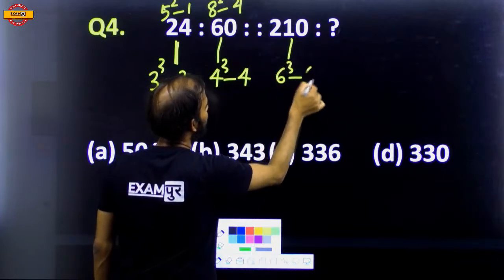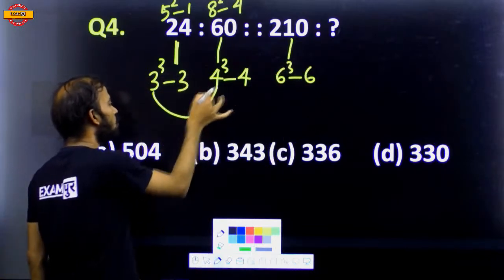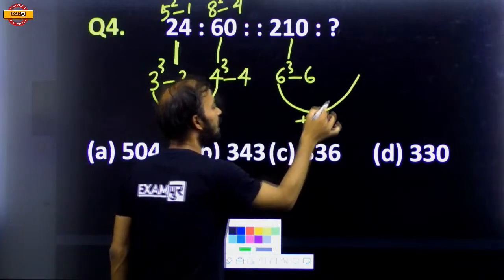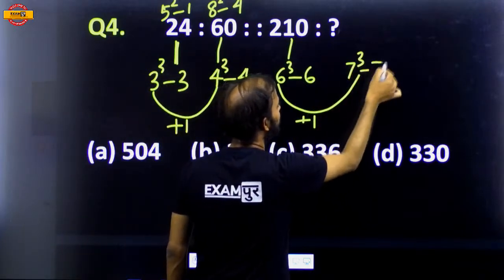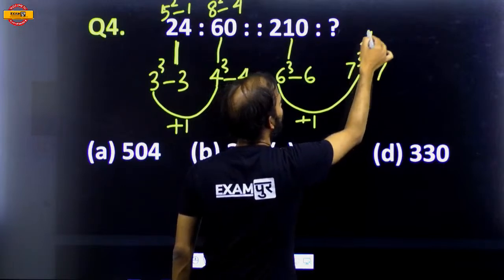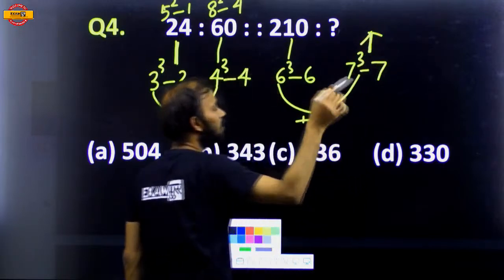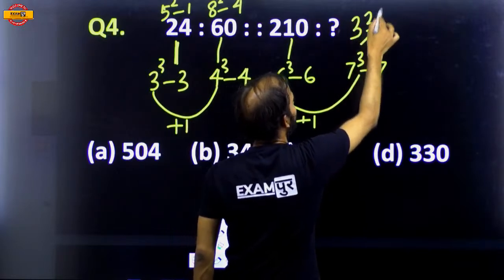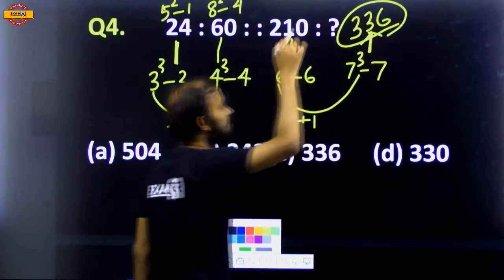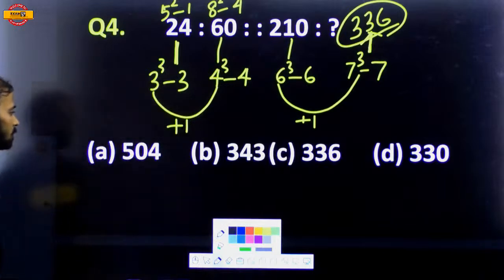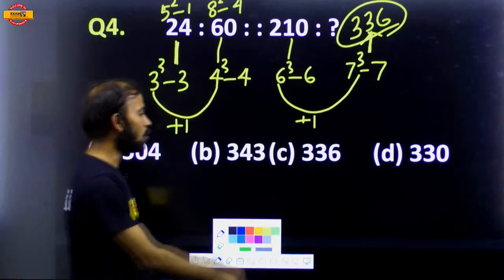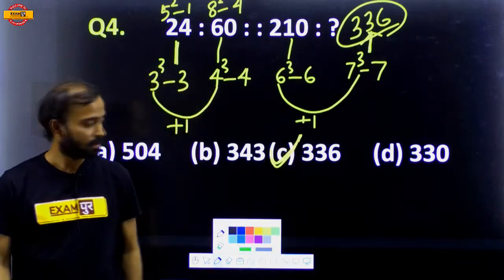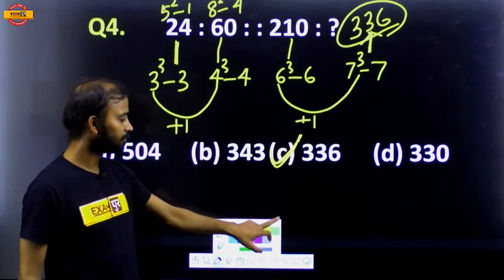210 is 6 cube minus 6, and the gap of 3 and 4 is what? Plus 1. Similarly, 6 plus 1 is 7, and 7 cube minus 7. 7 cube is what? 343 minus 7 is 336. 336 will be the answer. With the help of the options, option C will be your answer.